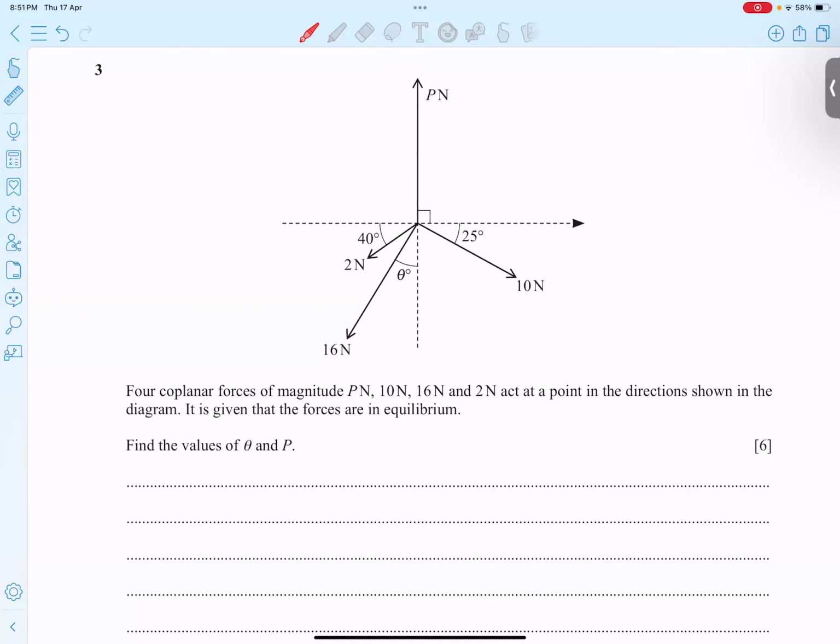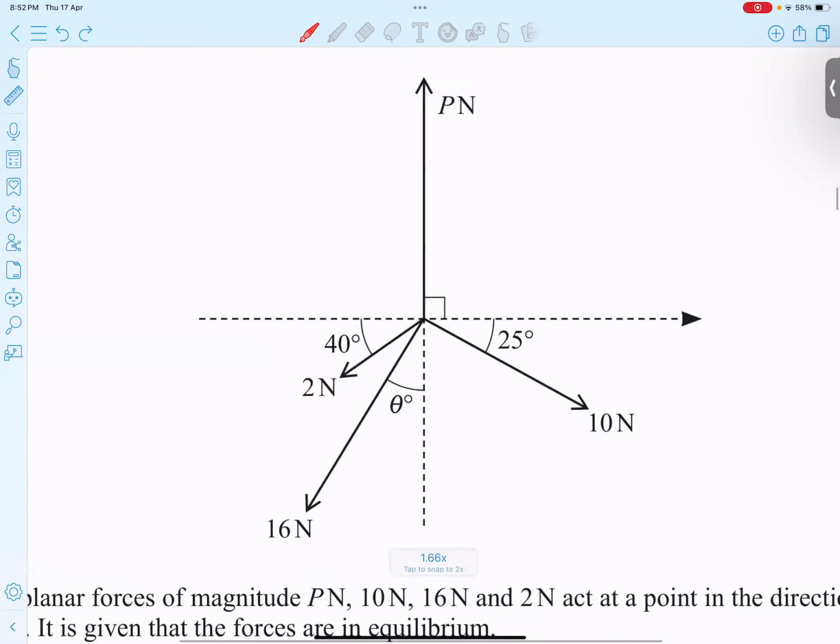Question number 3 we have, and four forces are given: 10, 16, 2 newtons, and he said equilibrium. So it means we have to care about equilibrium. And what is the method? One force has no component breaking because it is parallel to the y-axis, and the others have component breaking. So components we have two, one parallel to the x-axis.